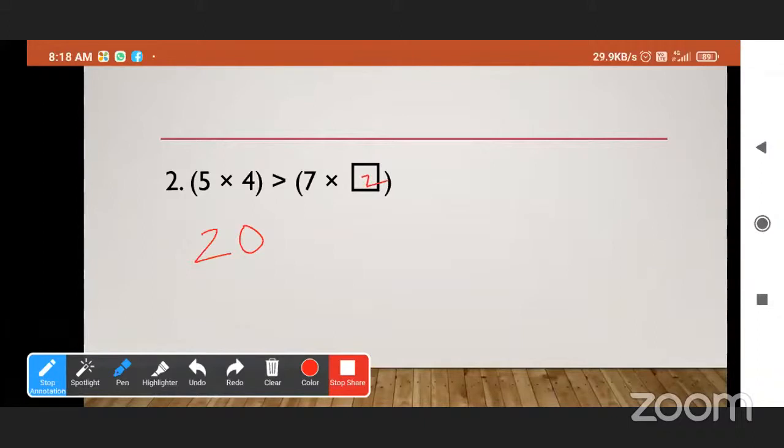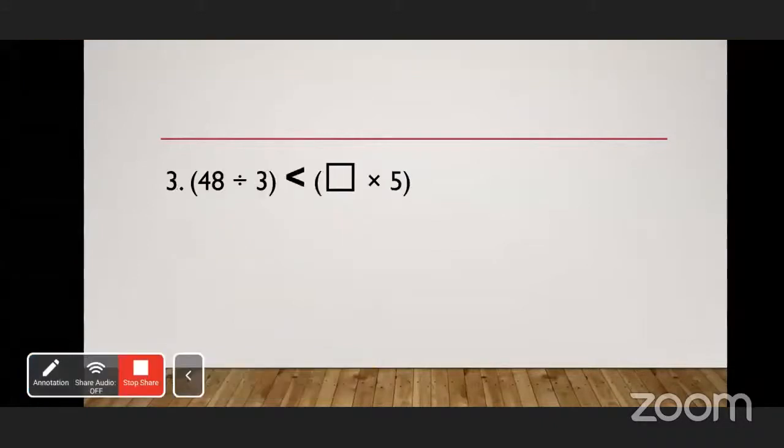So this is 14. So 20 is greater than 14 or 7. We can write 1, 2 or 0 also, because 0 is also smaller than 20. Yes? Okay, good. Now, read the third one.